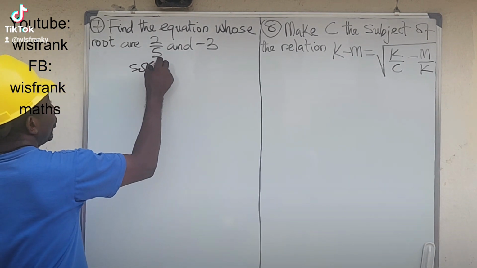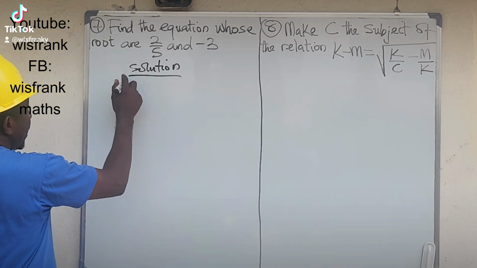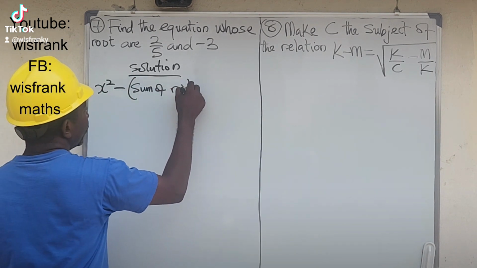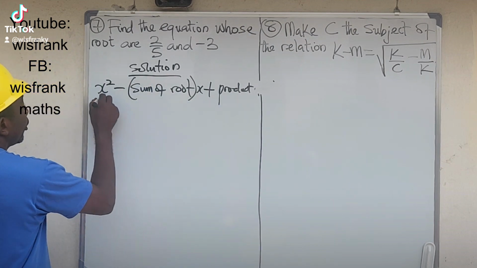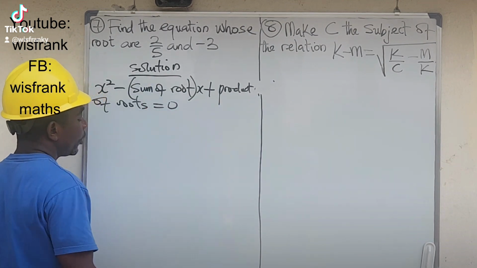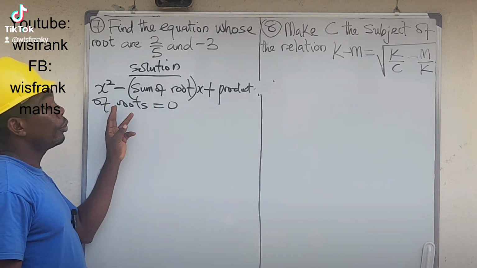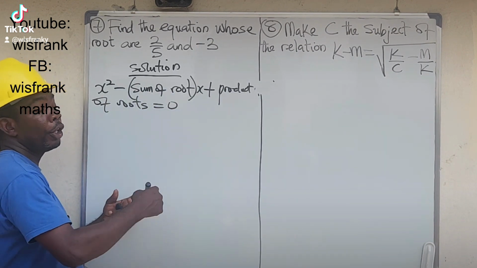So we have the solution. A quadratic equation is in the form x squared minus the sum of roots times x plus the product of roots equals 0. So in this case, we are to find the sum of the roots and also the product of the roots and substitute into this expression.